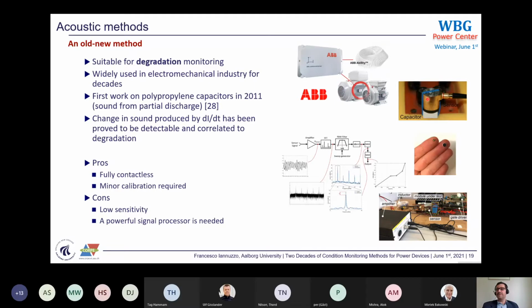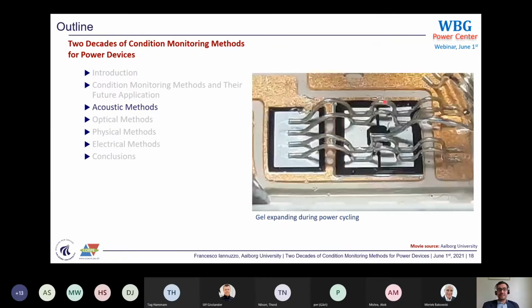You can see a picture here where they put an acoustic sensor, in this case very expensive, with very large bandwidth, on a capacitor, and they could detect what the state of health was for this capacitor. The principle is applicable also to bond wires, like in this case, this previous slide.